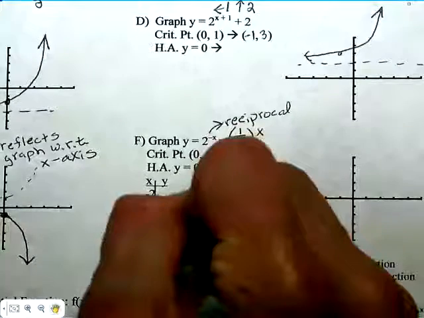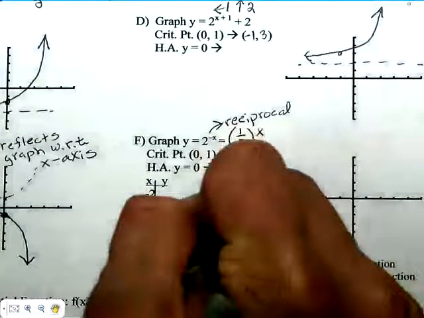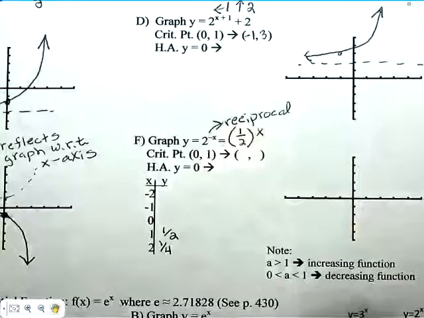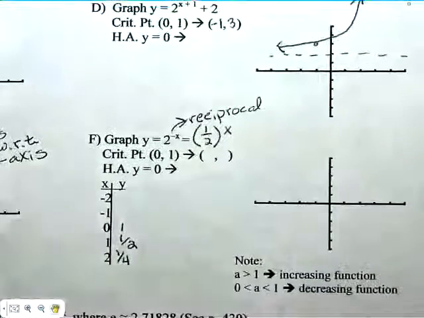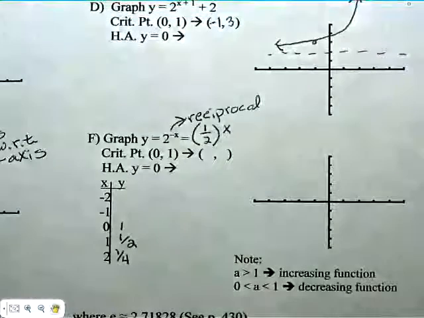And 1/2 to the 0? Anything to the 0 is 1. And 1/2 to the negative 2? I'm sorry, I skipped 1. 1/2 to the negative 1?